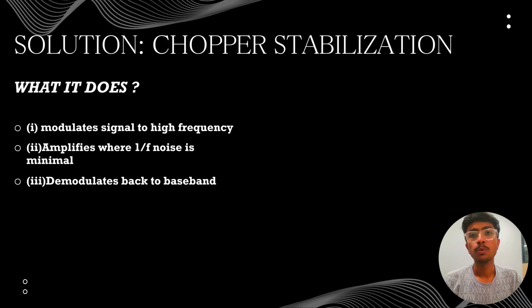Next, the amplifier boosts the signal in this high frequency region where the noise is minimal. Finally, the signal is demodulated back to its original baseband frequency, but now with much lower noise. So overall, chopper stabilization improves signal clarity, reduces low frequency noise, and is widely used in precision biomedical amplifiers.